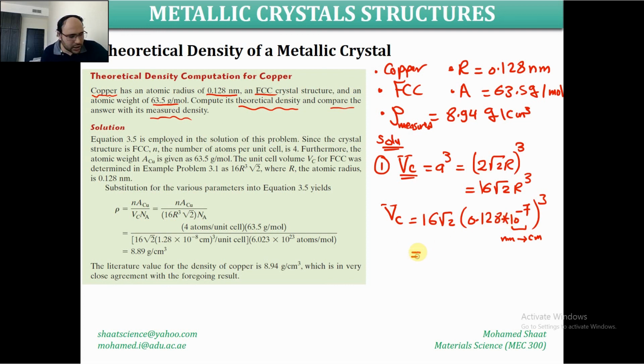If you did the calculations, this is going to give us at the end 4.745 times 10 to the power negative 23 centimeter cubed. So we got the volume in centimeter cubed, and this is very important to achieve consistency in the units. Then your objective in the second step is just to calculate the density. It is just 2 steps.